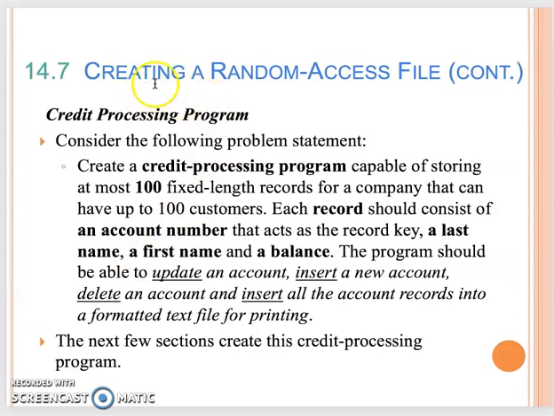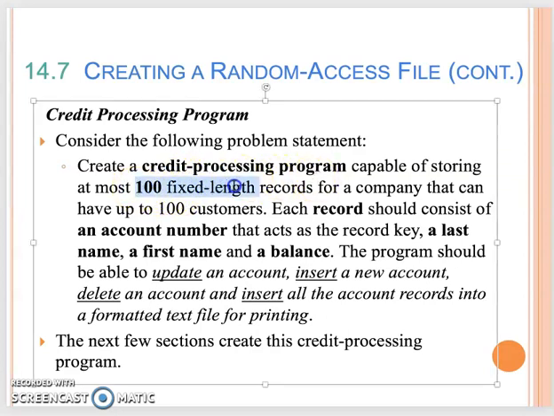So now let's create a random access file. This random access file we will create as the client data information. We will consider the problem that we want to create a client data program. They will store 100 fixed length records, one for each client. Each client record will have an account number, the last name, first name, and the balance.